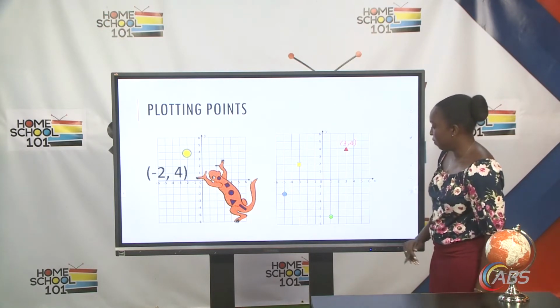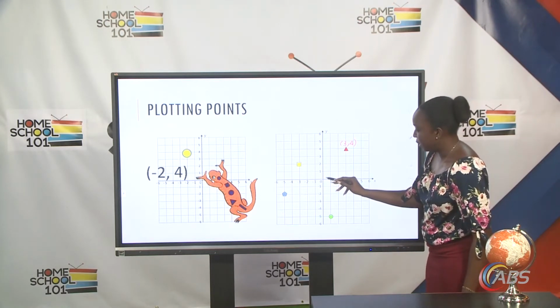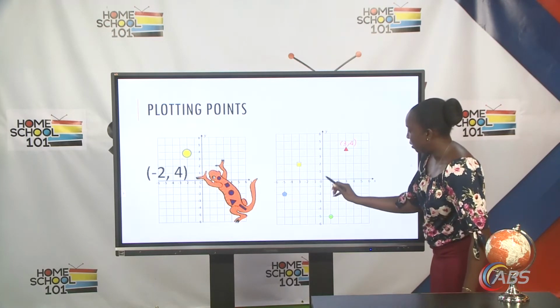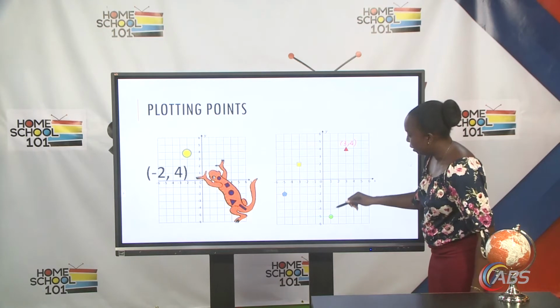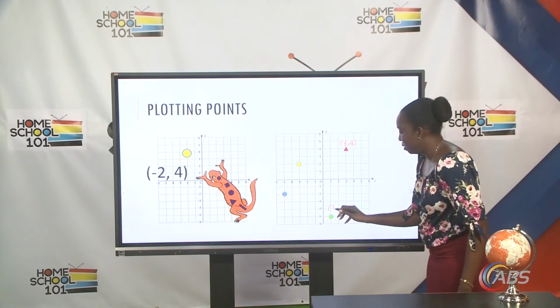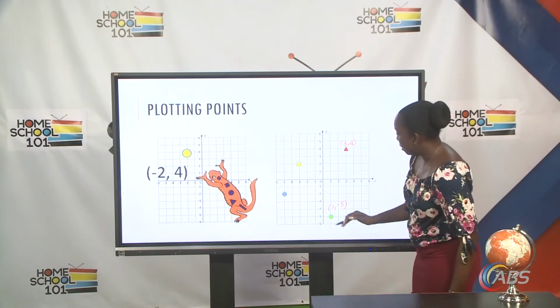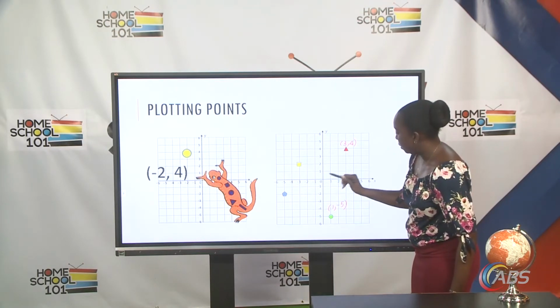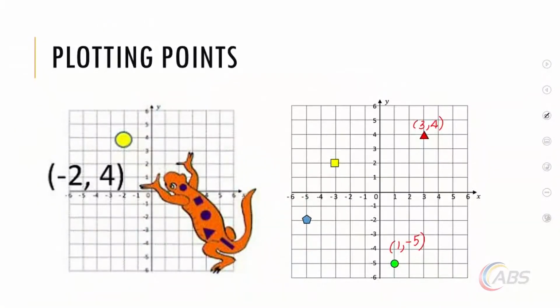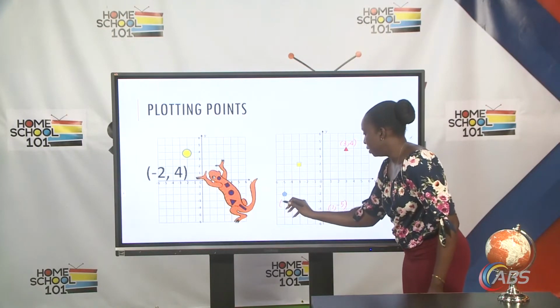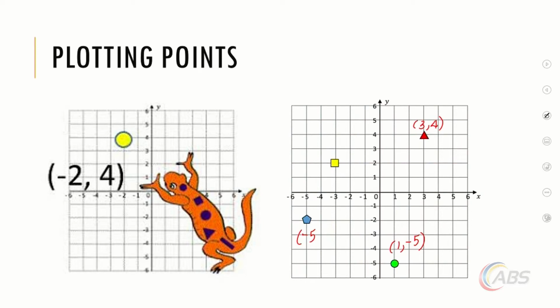Okay? Moving downwards. From point of origin, remember you always go right or left first, the x value comes first. So we only went to the right once, but then we went down 5 times, and so this would be 1, -5. Over here at the pentagon, so from 0, 0, we go to the left 5 times and down 2 times.